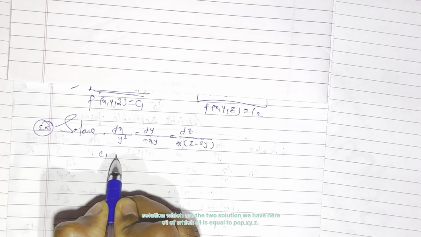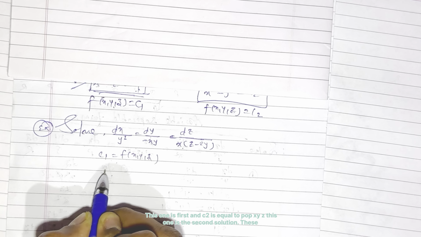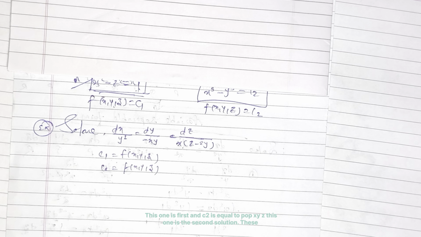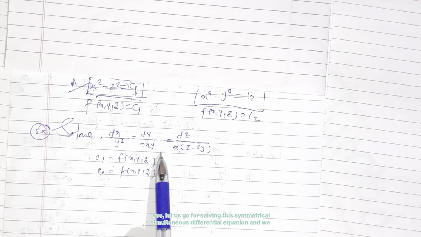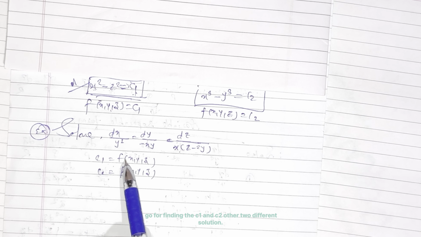Which are the two solutions we have here? c1 is equal to f of x y z, this one is the first, and c2 is equal to f of x y z, this one is the second solution. These two different solutions we have here for our symmetrical simultaneous differential equation. Let's go for solving it and finding c1 and c2, the two different solutions.